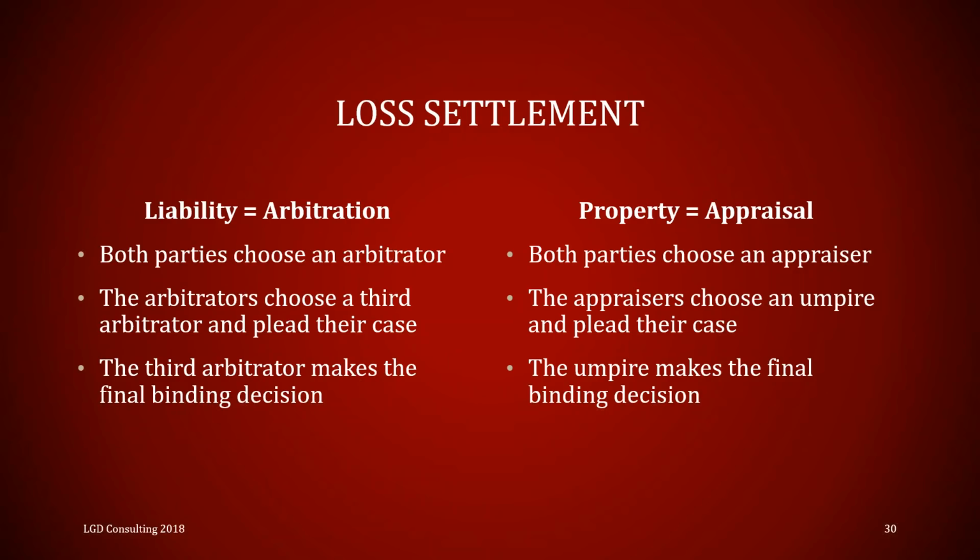But for property disputes, now you pick an appraiser because they have to appraise the damage to the property. You pick an appraiser, the insurance company picks an appraiser. These two appraisers pick an umpire. And they plead their case to the umpire. The umpire makes the ultimate decision. And again, the final decision is binding. There's no appealing here.